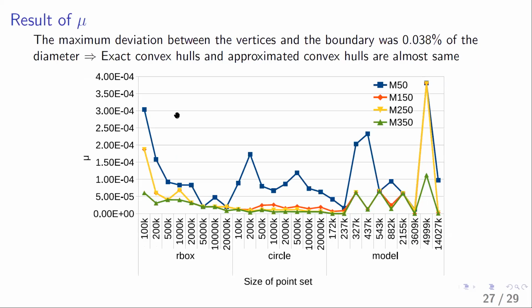Last, this figure shows the evaluation results of mu. As M increases, mu also decreases. Thus, the accuracy improves. The maximum value of mu was 0.038%. Thus, the exact convex hulls and the approximated convex hulls are almost the same.